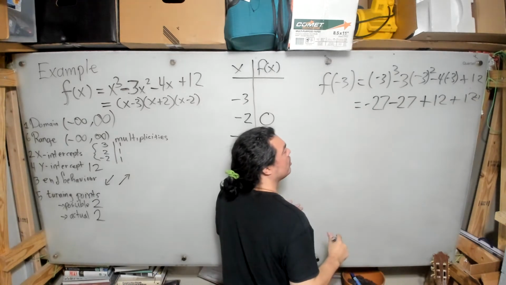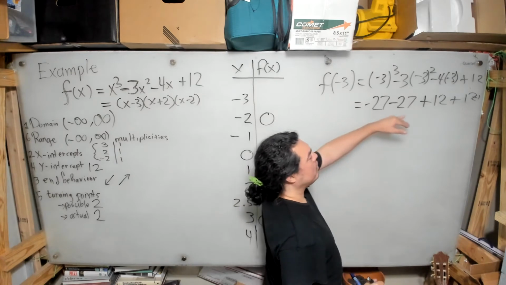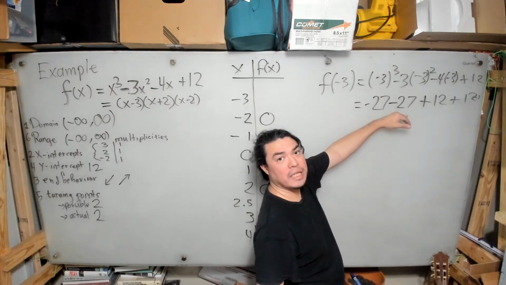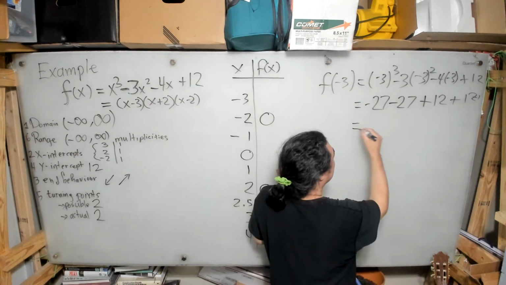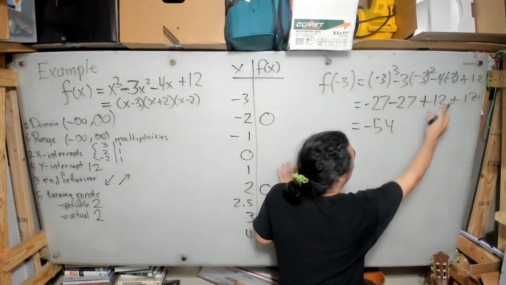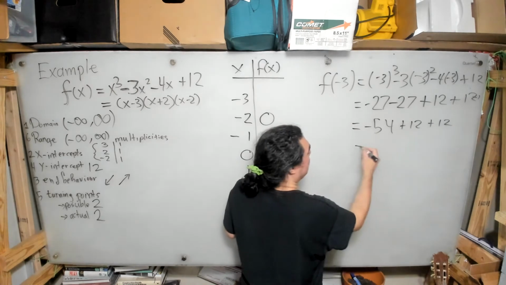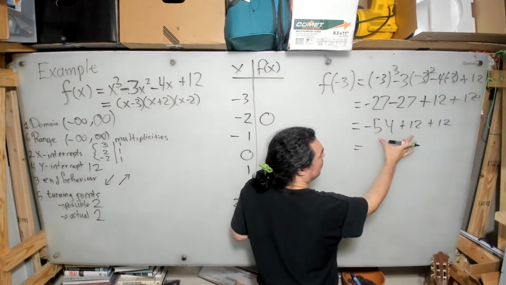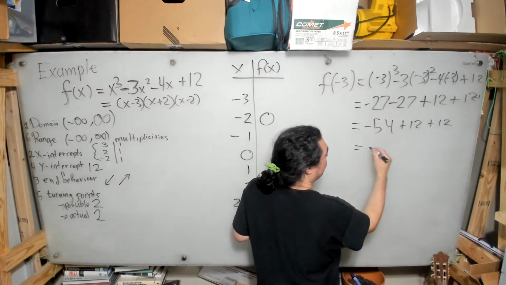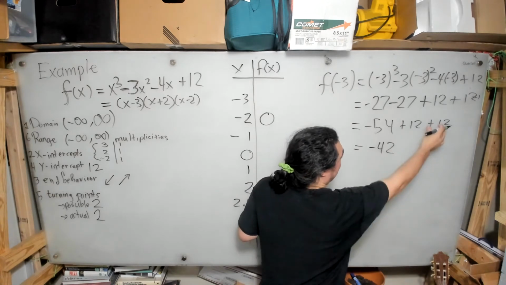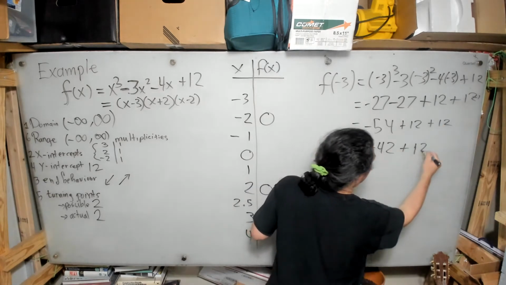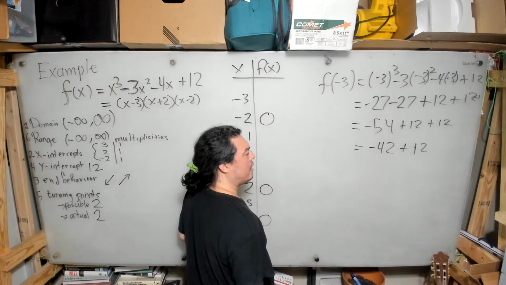Okay? So now, -27 minus 27, that's going to be -54. Then I bring down the plus 12 and the plus 12. What's -54 plus 12? That's -42. And then I bring down the plus 12.